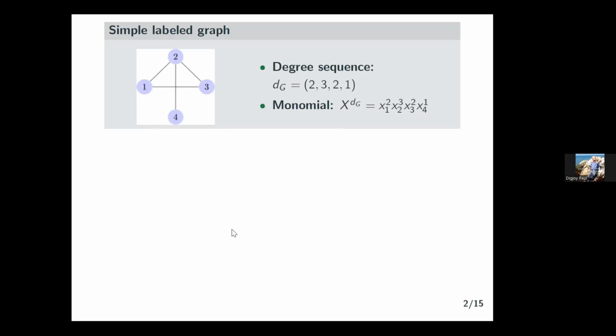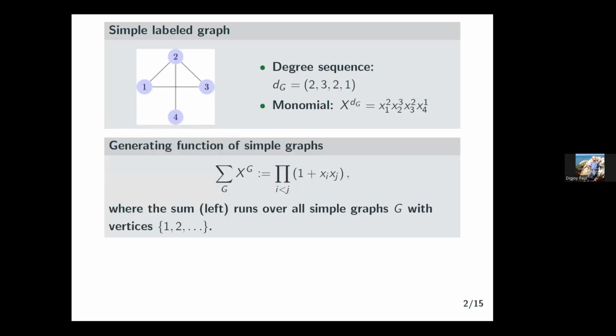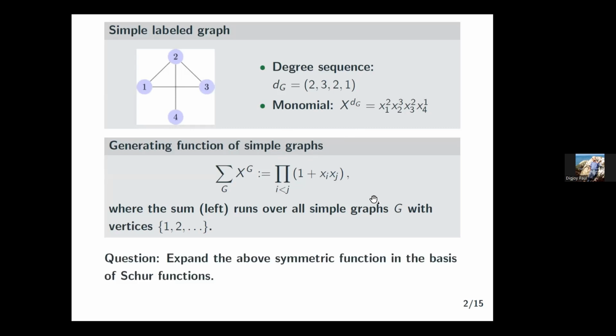Sorry, I cannot proceed. Okay. Now, if we try to obtain the generating function for all simple graphs, it is easy to see that the sum over all these monomials is a symmetric function in the variables x1, x2, etc. And it is natural to ask what the expansion of this symmetric function is in the basis of Schur functions.